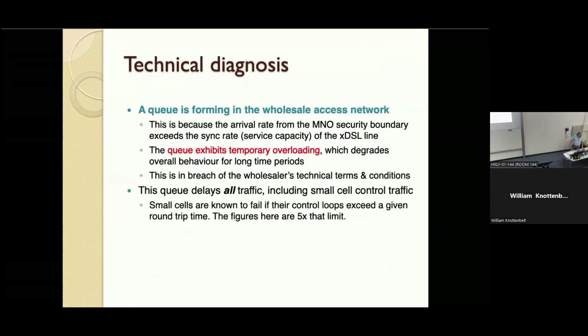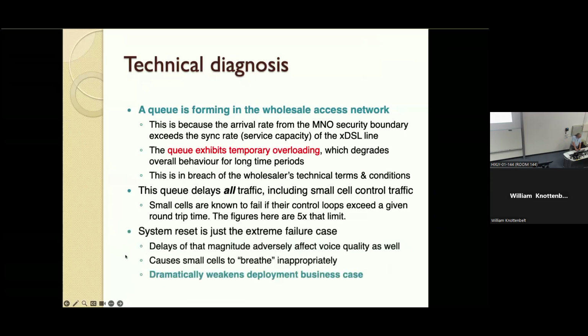So this delays all the traffic going through the system, including the control traffic for the small cells. And the small cells, they don't like this kind of thing. If the control loop is too long, they will fail, okay? So the figures are actually way beyond 5 times that limit. So the small cells were also failing because of this, okay?